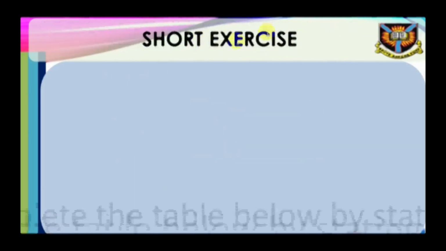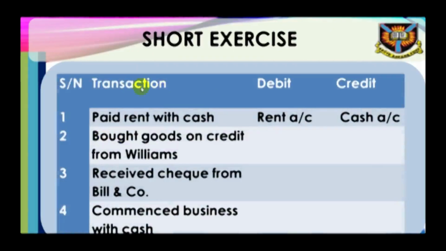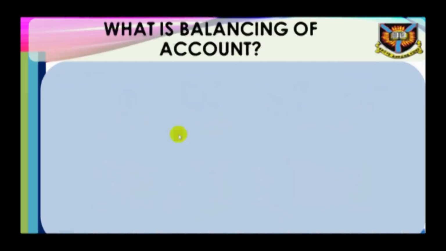Short exercise. Complete the table below by stating the account to be debited and the account to be credited. The first one has been done for you. Paid rent with cash, bought goods on credit from Williams, received check from Bill and Co., commenced business with cash. What is balancing account?